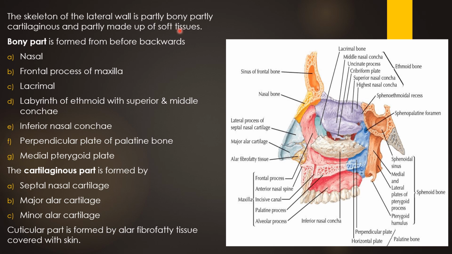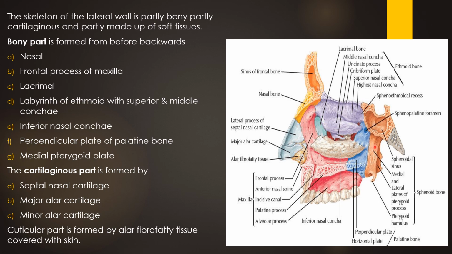So the bony part is formed from before backwards by the nasal bone. Over here you can see this is the nasal bone. Then we have the frontal process of maxilla, then the lacrimal bone. Then we have the labyrinth of ethmoid bone, which has the superior and middle concha. Then we have the inferior nasal concha, and it's not a part of any bone. It is a separate spongy bone. Then we have the perpendicular plate of palatine bone, and then the medial pterygoid plate.